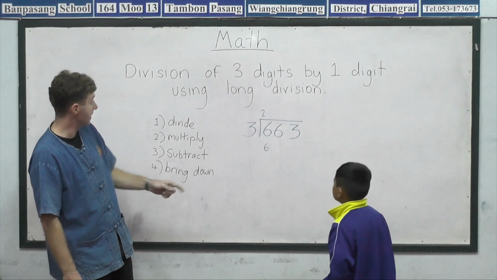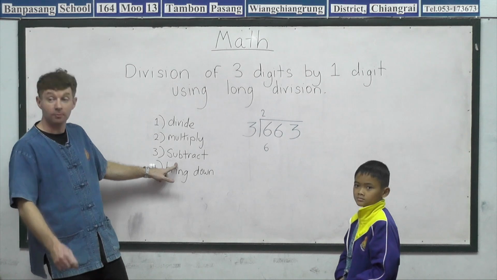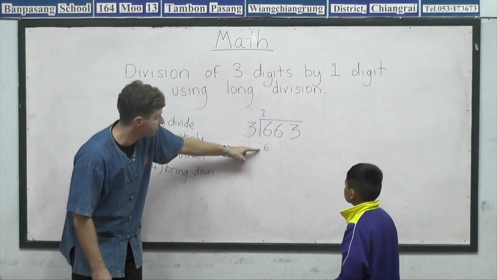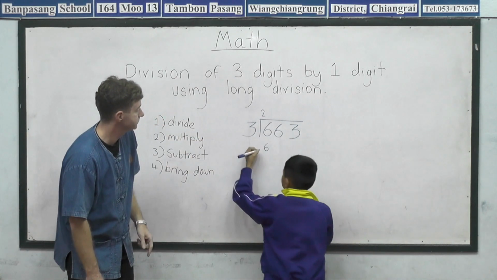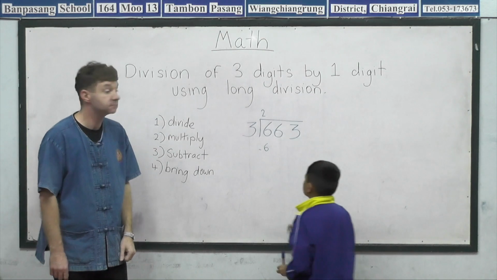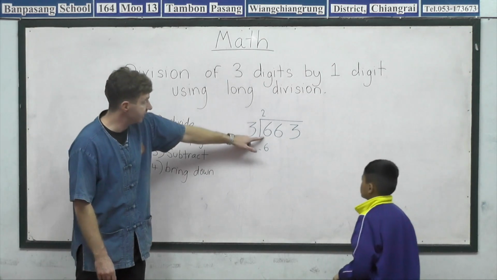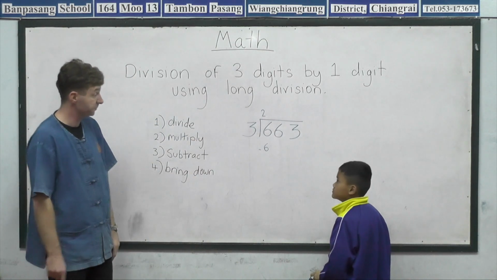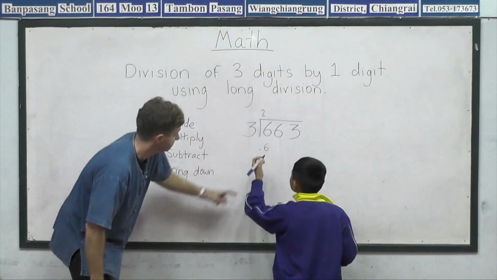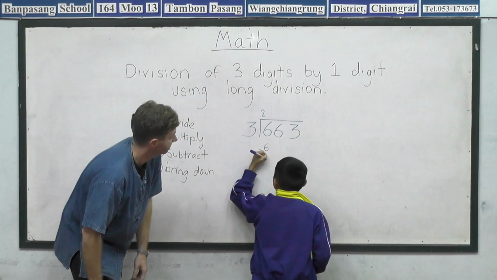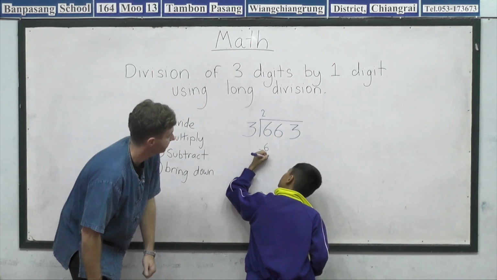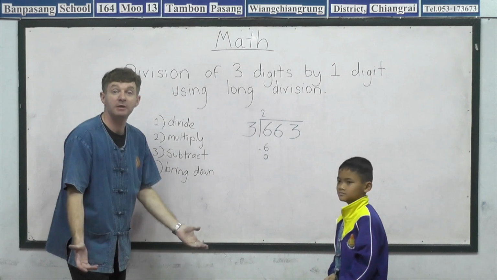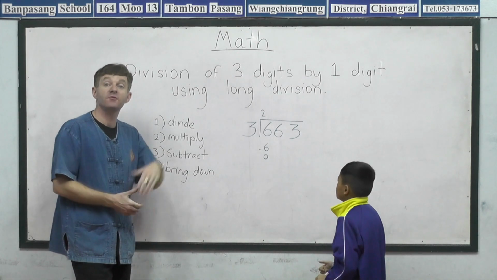Excellent, Tew. And now we're ready for step number 3. Subtract. So we can write our subtract sign here. 6 minus 6 equals 0. Excellent. 6 minus 6 equals 0. Perfect. Once we reach 0, we know we're ready for our next stage.